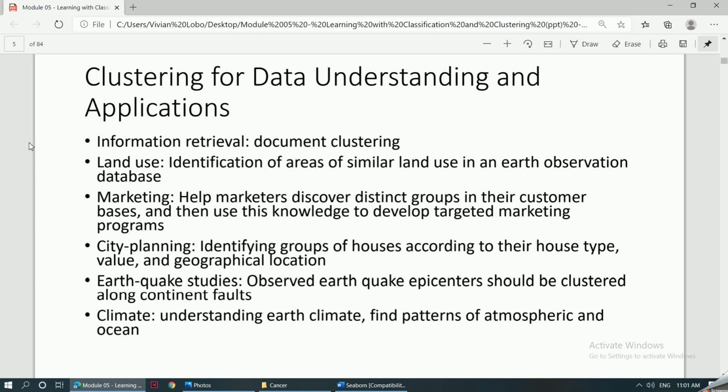Planning of the city is also using clustering. It identifies the groups of houses according to their house type, value, and geographical location. Studying earthquakes, that is observing the areas where the earthquake epicenters are, and all these should be clustered along continental faults. Also understanding the climatic conditions of the earth, finding patterns of the atmosphere and the patterns that are followed by the oceans. These are some of the applications where clustering is used, and through clustering people try to understand the data.